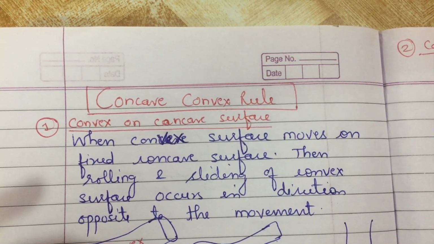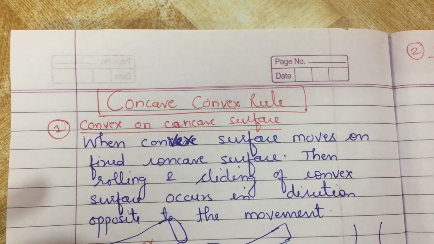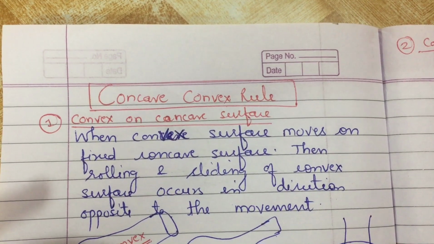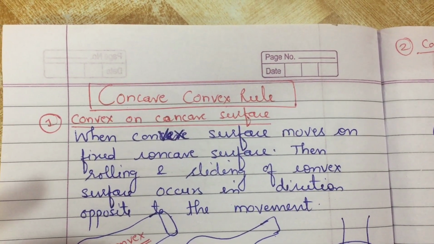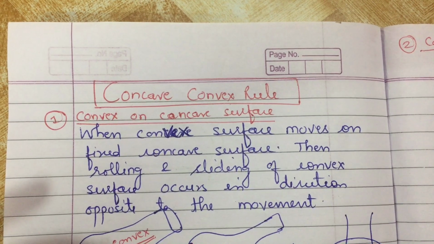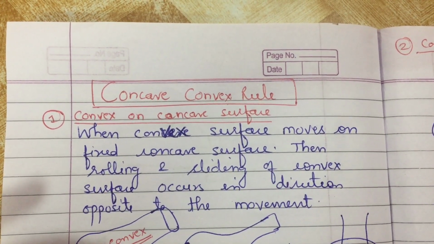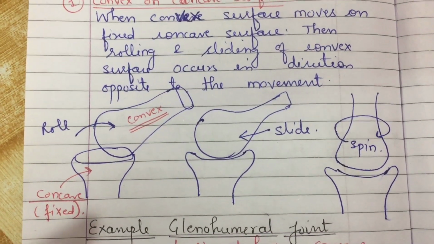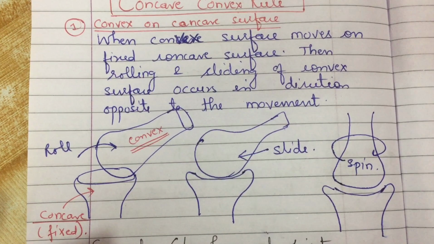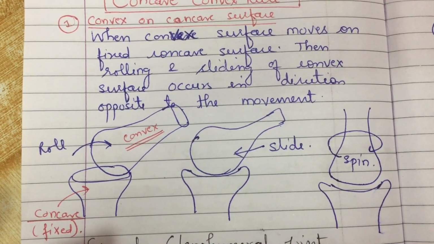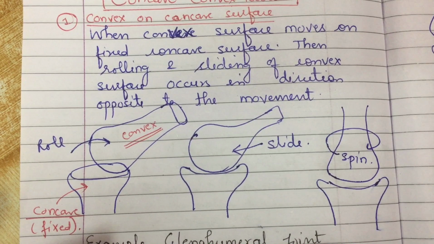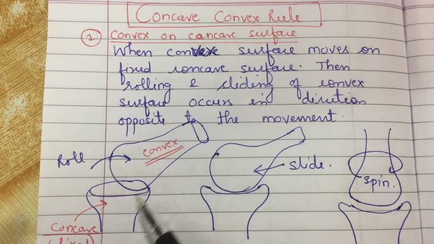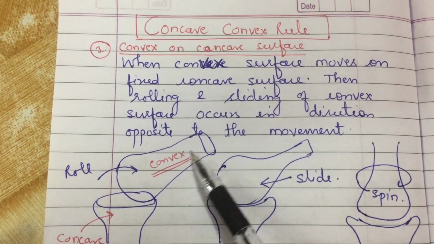I have divided the concave convex rule in two parts. One, when a convex surface is moving on a concave surface. So it says when a convex surface is moving on a fixed concave surface, then rolling and sliding of the convex surface occurs in the direction opposite to the movement. As you can see in this diagram, this is the combined movement of three things. One is rolling, another is sliding, and then spinning. So here you can see the concave surface is fixed and the convex surface is moving.